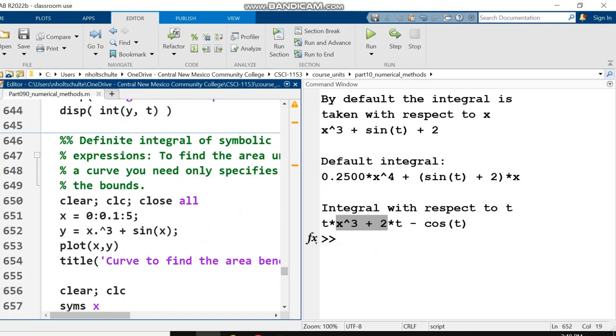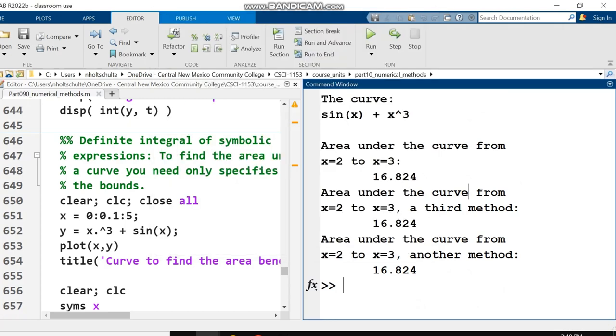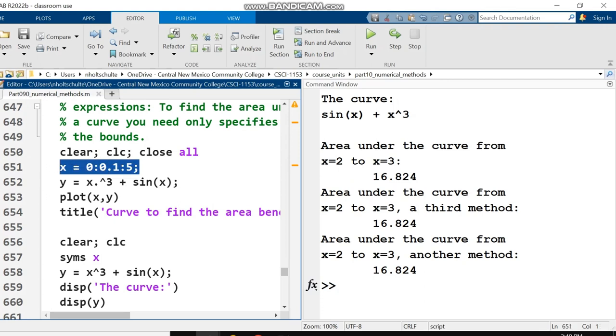So now we're going to find the area under a curve. I'm going to run this section here. So here's my curve that we're going to find some area under. I create a vector of x values, and then I create a vector of y values, and then I plot those. No symbolics are being used yet.